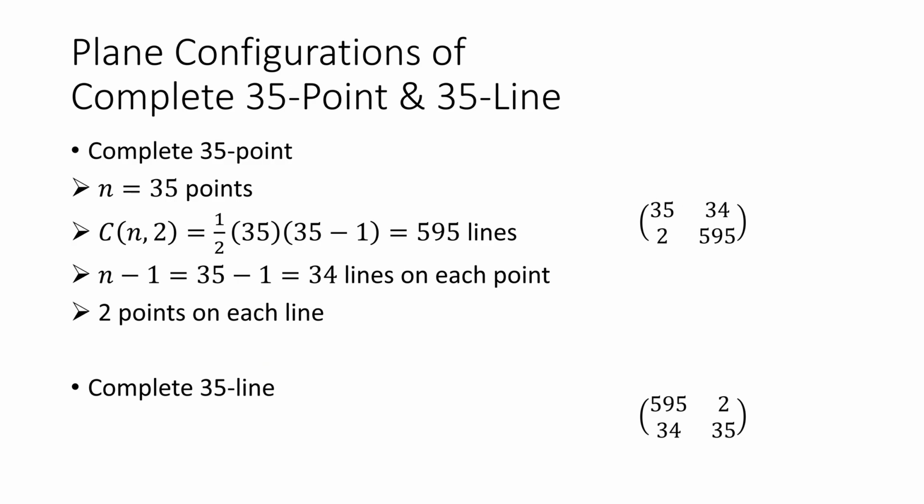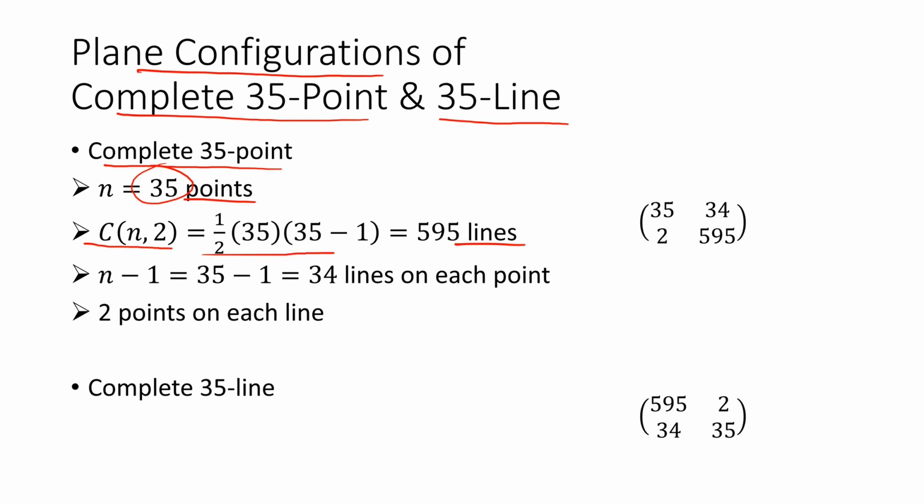Finally, we have the plane configurations of a complete 35 point and a complete 35 line. So for a complete 35 point, obviously we have 35 points. For the number of lines, we have the combination of 35 taken 2 at a time. That is equal to 1/2 times 35 times 35 minus 1, which is equal to 595 lines. For the number of lines on each point, we have n minus 1. So we have 35 minus 1, which is equal to 34. And again, remember that for any complete endpoint, we only have 2 points on every line.